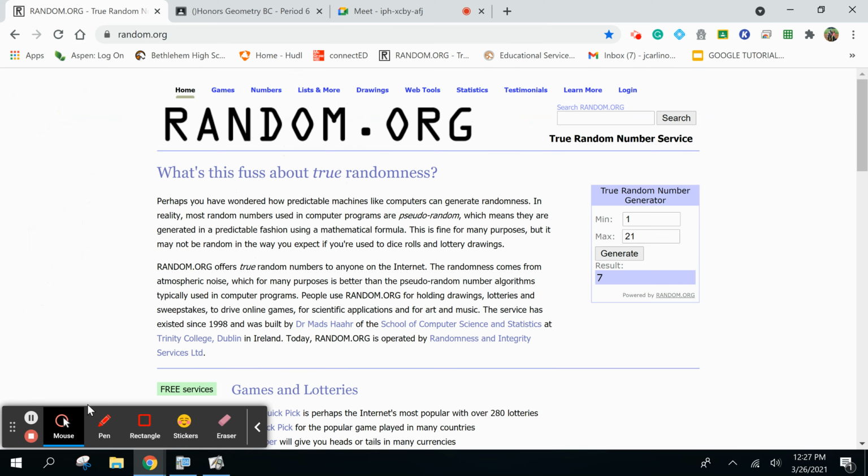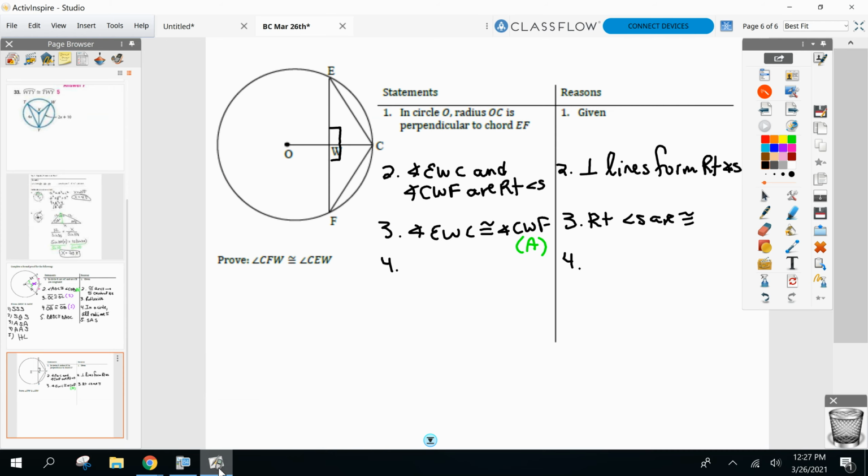Anything else? Liam, go ahead. I was going to say that EW is congruent to WF. Okay, I'm glad you said that. Now, Liam is correct, but not right now in the proof. Here's what I mean. Liam, what made you say those two segments were equal? Because the chord EF is perpendicular to the radius OC. So what's that mean based on that theorem? If they're perpendicular, what happens? The radius bisects the chord.